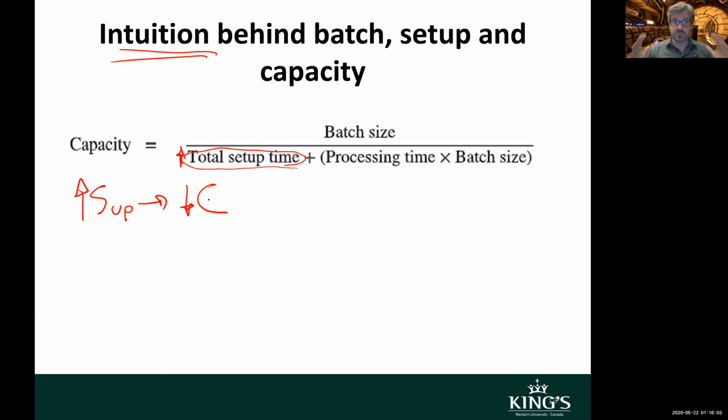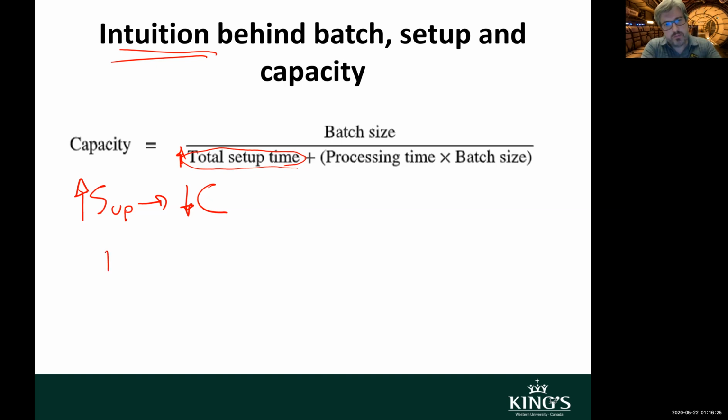because I can only have so many hours in any given day. The number of hours is fixed. If I spend too much of that time setting up my process, I won't have enough time to actually produce anything or to service my clients, all right, my customers. So as setup increases, the capacity decreases. Now, so this makes sense.